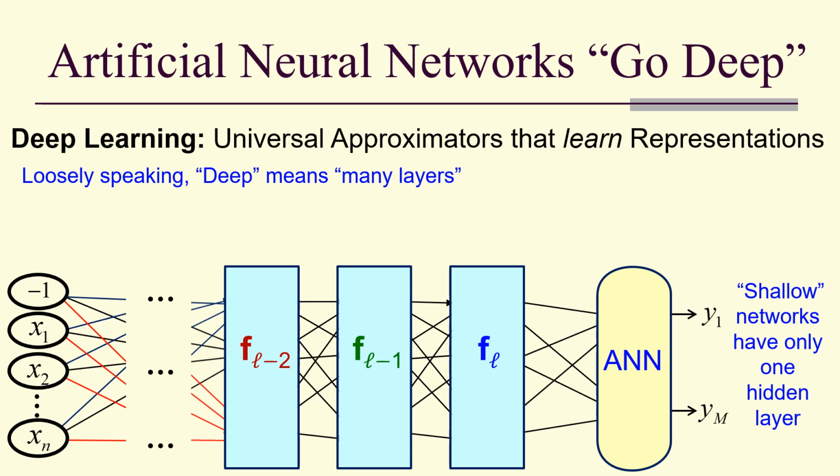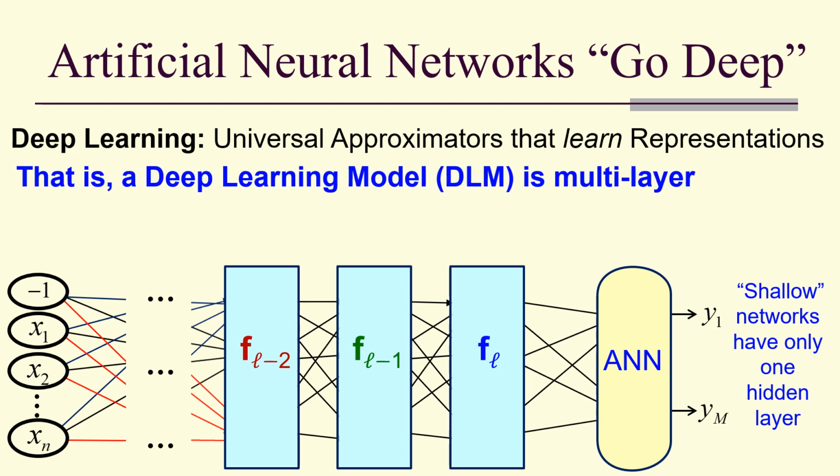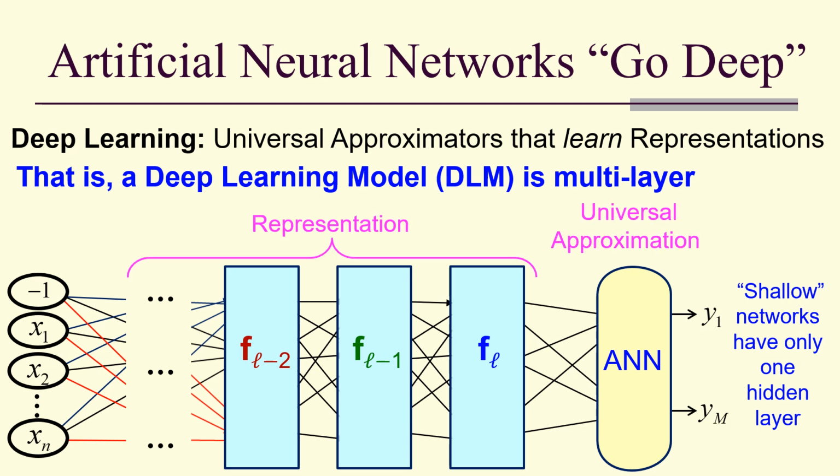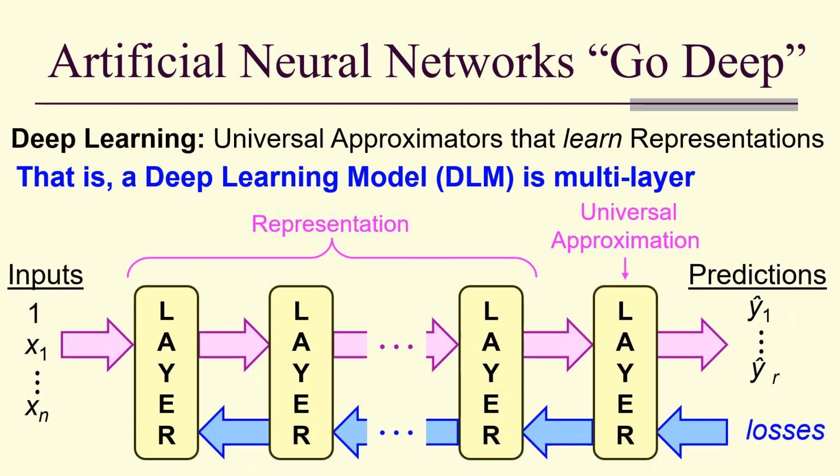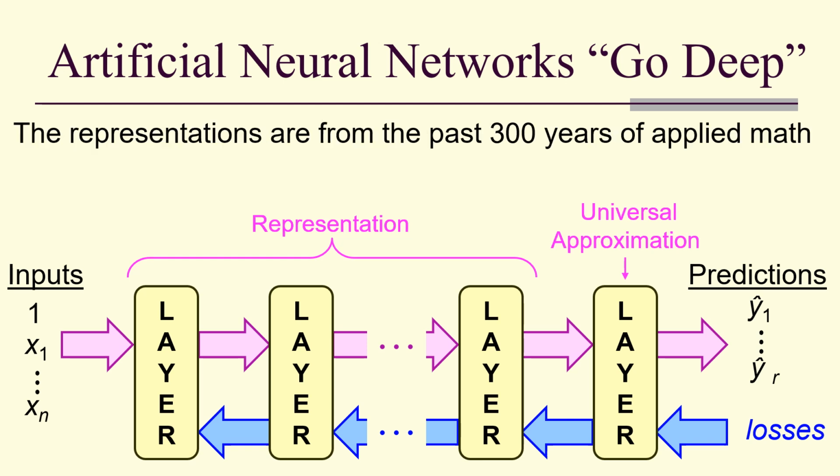So we tend to think of many layers. In other words, a deep learning model, DLM, is multi-layer. We have a representation component and a universal approximation. So that gives us something that looks like this. We go forward to get our predictions and backwards using our losses to update our weights.